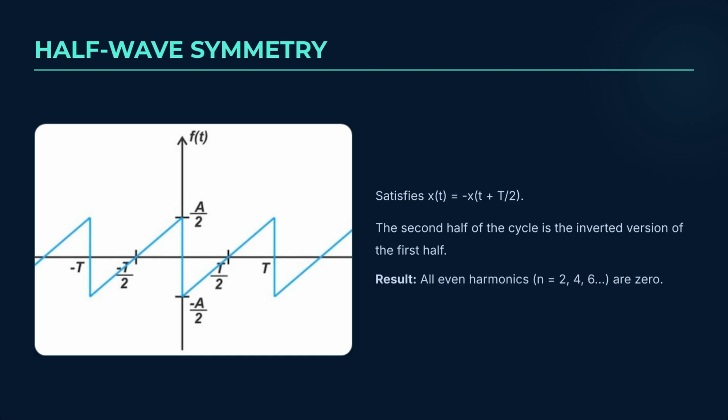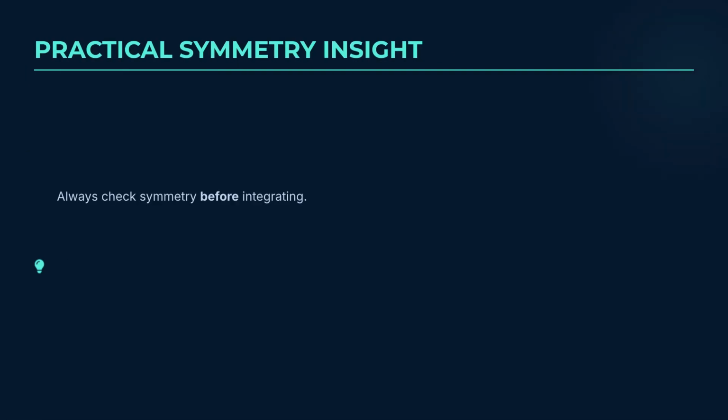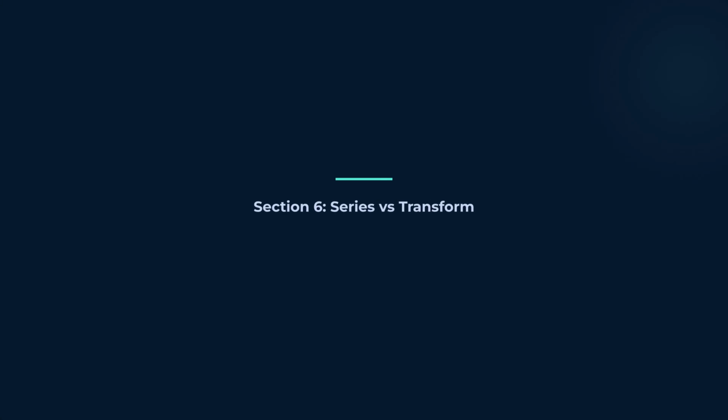The result is that all even harmonics, n equals 2, 4, 6, and so on, are 0. A practical insight: always check symmetry before integrating. Shifting the time origin can often create symmetry in an asymmetric signal. Symmetric signals include square and triangle waves. Section 6 will compare the Fourier series and the Fourier transform, understanding their domain boundaries.